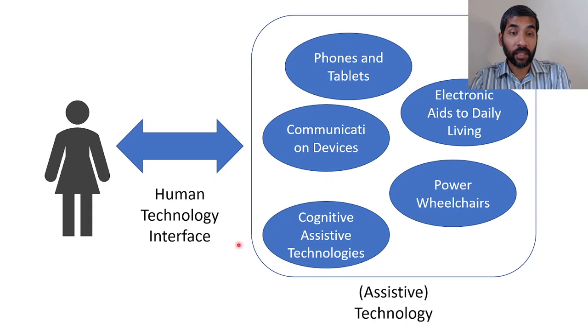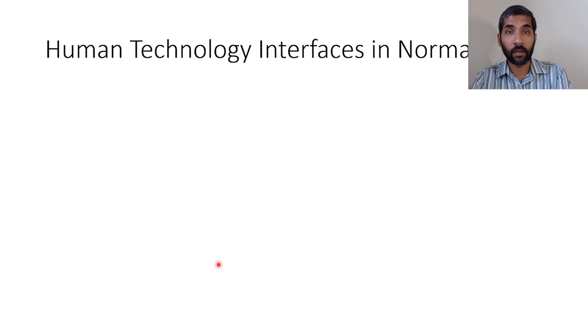So there are various kinds of devices that you can use, right? You can have phones and tablets, which are very, very common. You can have wheelchairs, powered wheelchairs. You can have cognitive assistive technologies, communication devices, various things. And for each of them, the human being has to interact with these technologies. And that is done by the human technology interface.